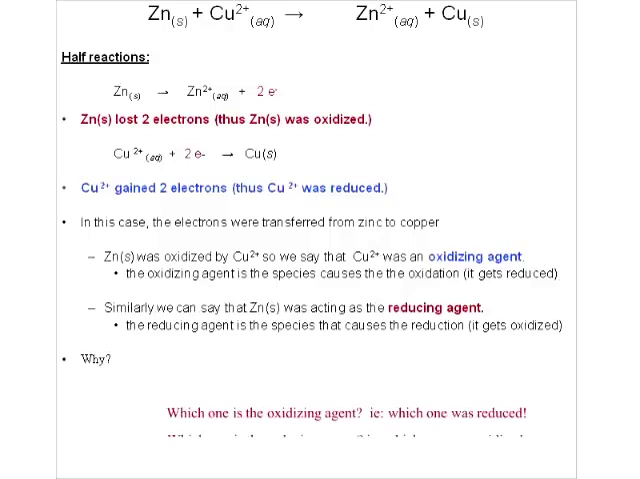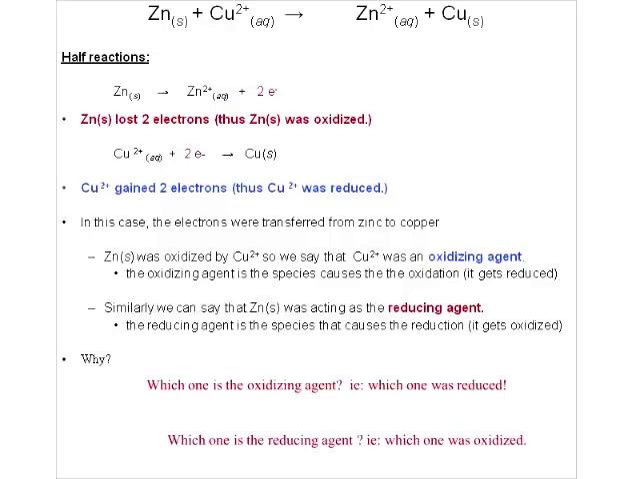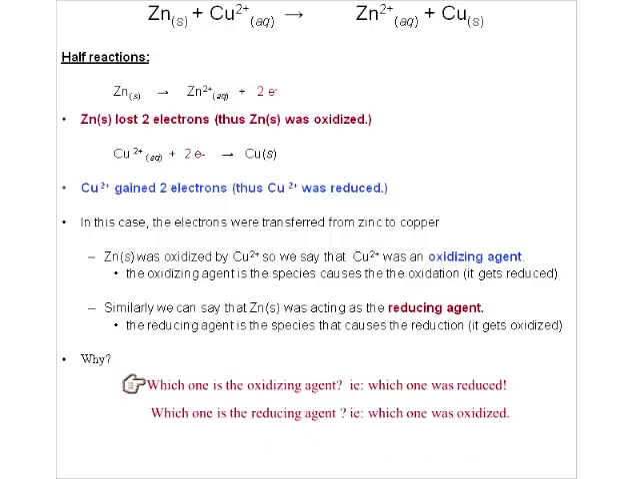Generally speaking, if we're asking you which one was the oxidizing agent, we're saying which one was reduced. Because copper 2+ was reduced, copper 2+ is the oxidizing agent. And if we ask which one is the reducing agent, we're asking which one was oxidized. Zinc was oxidized, therefore it's the reducing agent.